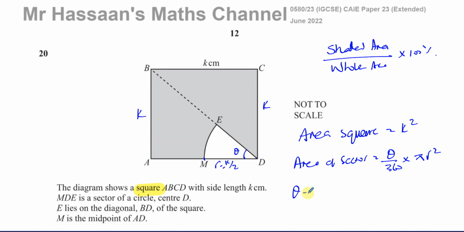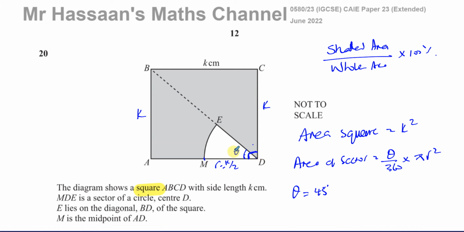Now, what is theta? Well, this is a square, and this is the diagonal. The diagonal is a line of symmetry. So basically it cuts this whole right angle in half. So theta must be 45 degrees. Because this is a square, and by symmetry that's going to be 45, that's going to be 45, because this is a line of symmetry. So this angle is the same as that angle, and the angles in the square add up to 90 degrees. So therefore, this must be 45 degrees.